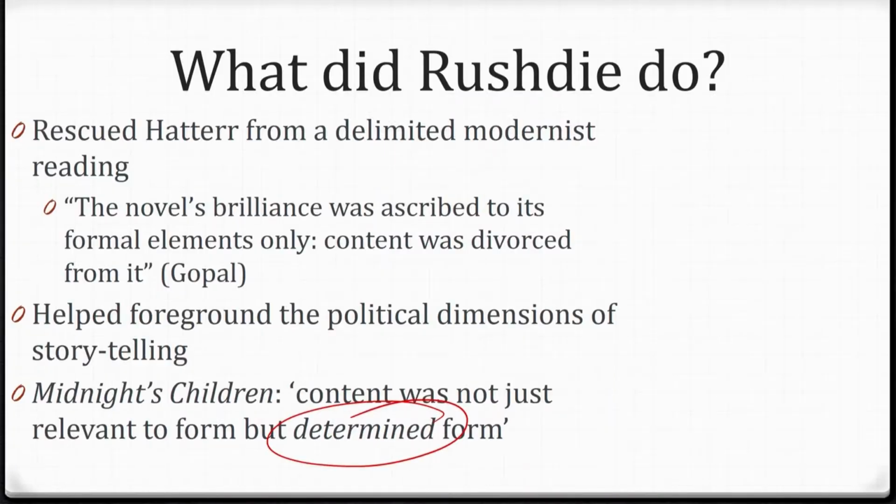And again, with Rushdie's Midnight's Children, we are also being inaugurated into a different kind of postcolonial rhetoric, which is postmodern as well, where we are being told that content was not just relevant to form, but determined form as well. So, it is in such a context, from such a vantage point, that we access and try to make sense of a work such as All About H. Hatterr.